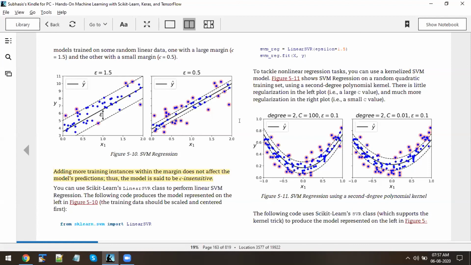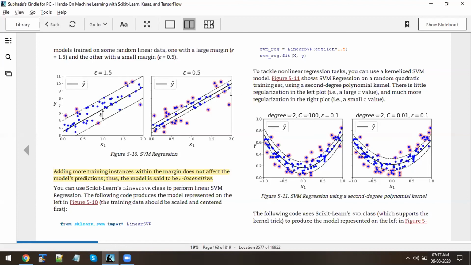So intuitively, epsilon, as he's saying, dictates the width of the street. My point is that C, as we understand the effect of C, also dictates the loss. And the loss is associated again with the width of the street. So isn't it indirectly dictating the width of the street? Both of these things, aren't they doing the same thing?